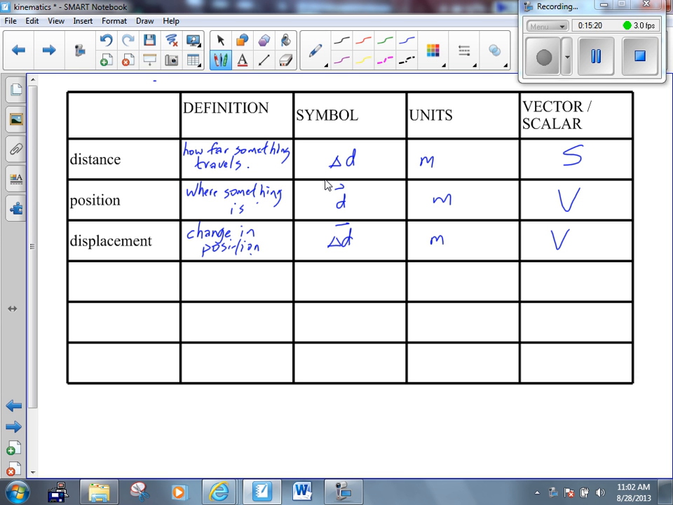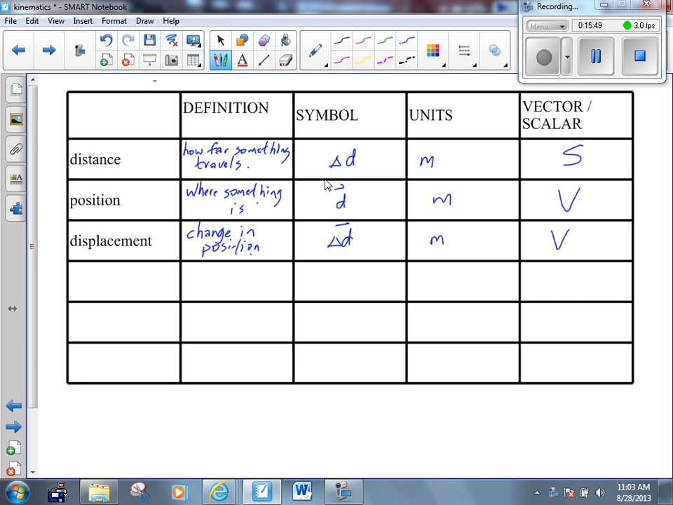What's my displacement overall, though? Yeah, good, excellent. It's 3 meters. I walked 5, and then I walked 2 backwards. I traveled 7 meters, but my change in position from start to finish was only 3 meters. Does that make sense? So distance and displacement are sometimes the same values, but sometimes they're different values.